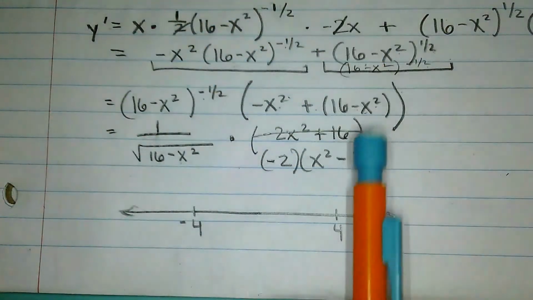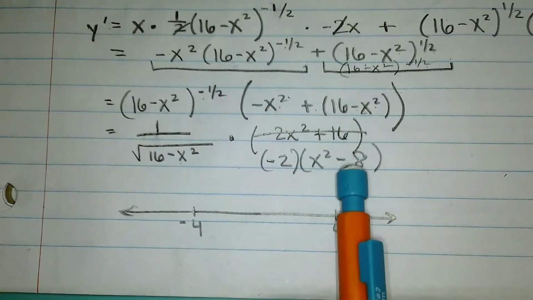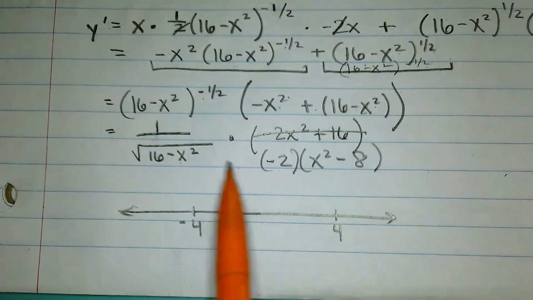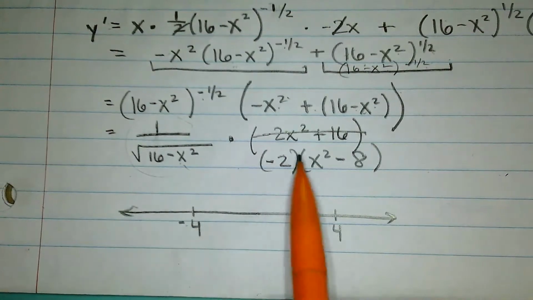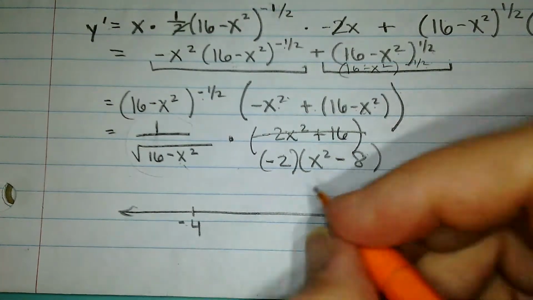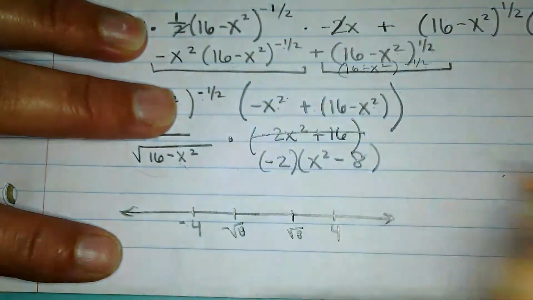And then it's also undefined at plus or minus root 8. Oh, not undefined, but it's a 0. Because when you tee this up, this will never equal 0. It'll only equal an undefined. This will equal 0 at plus or minus root 8. So we have a positive root 8 and a negative root 8.